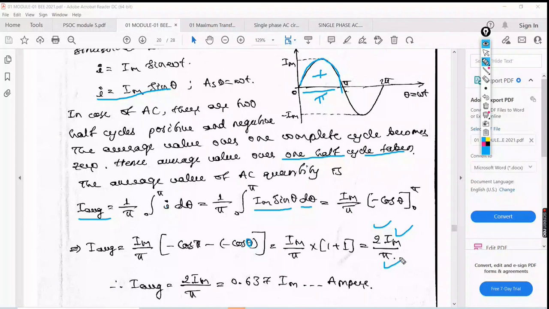Take your calculator and divide 2 by pi. How much value do you get? All of you, do you have calculators with you now? 2 divided by pi is equal to 0.637. So I average is equal to 2Im divided by pi.